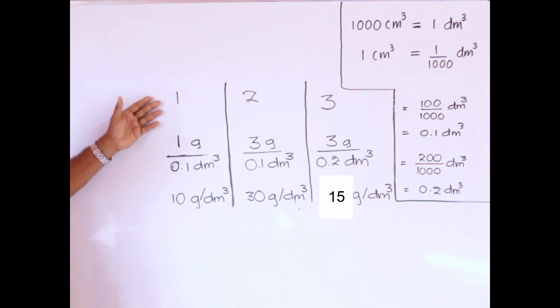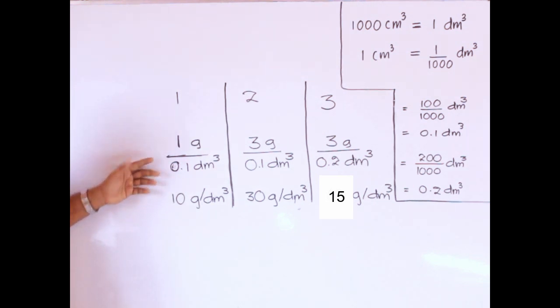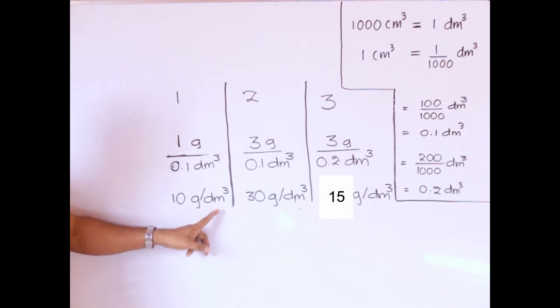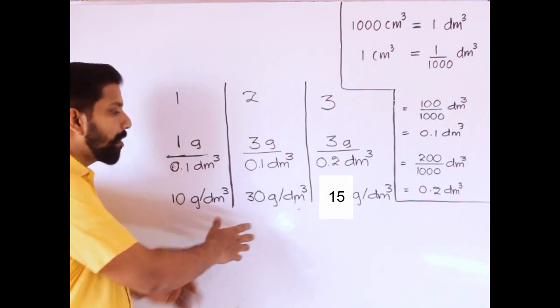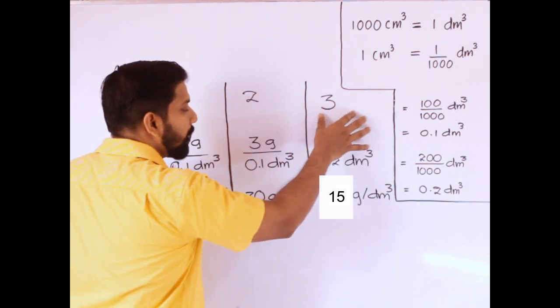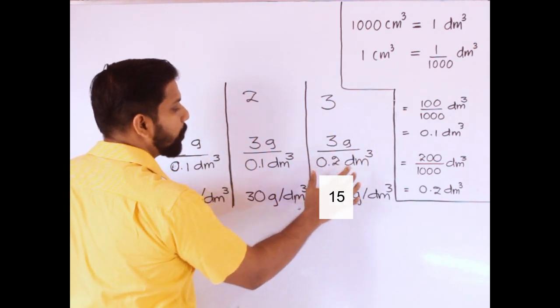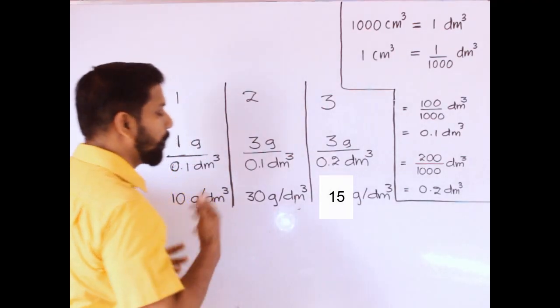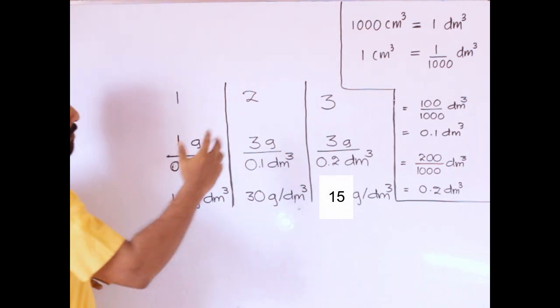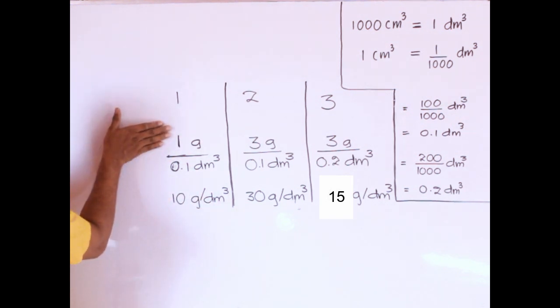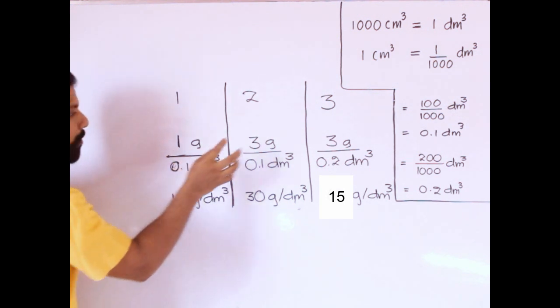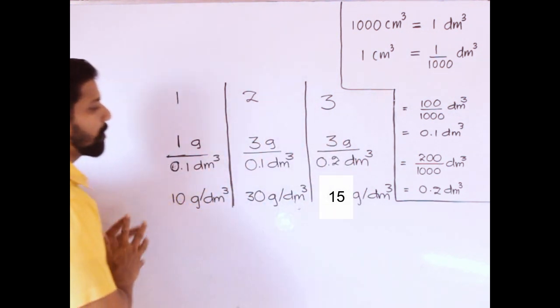Solution 1: 1 gram divided by 0.1, so it's 10 grams per dm³. Solution 2: 3 grams divided by 0.1 dm³, 30 grams per dm³. Solution 3: 3 grams divided by 0.2 dm³, 15 grams per dm³. Therefore, solution 1 was the least concentrated, due to the least intensity of the color, at 10 grams per dm³. So it's not just the amount, it's not just the volume, it's the combination of these two that gives you the concentration.